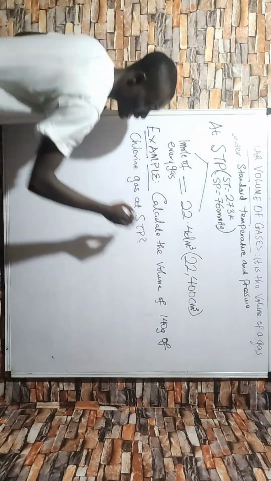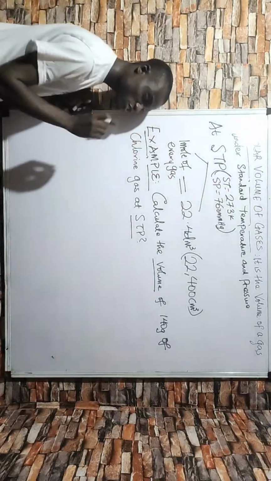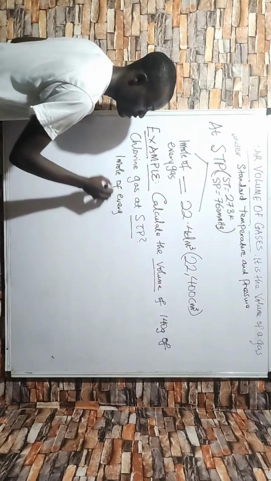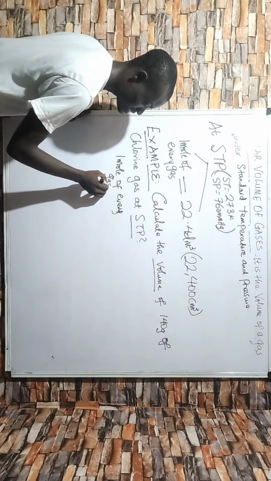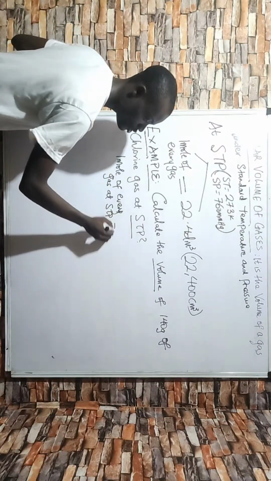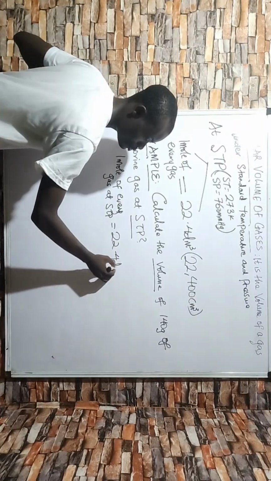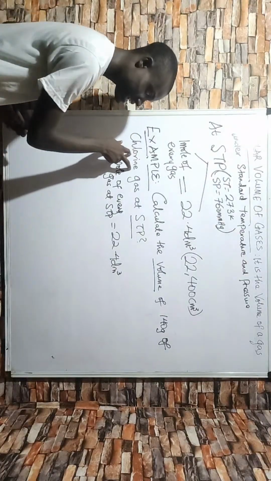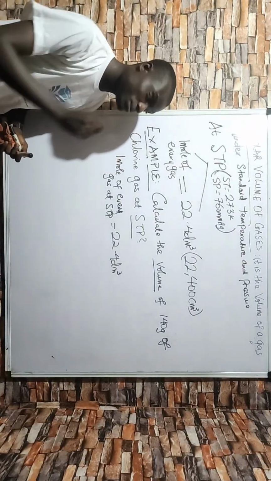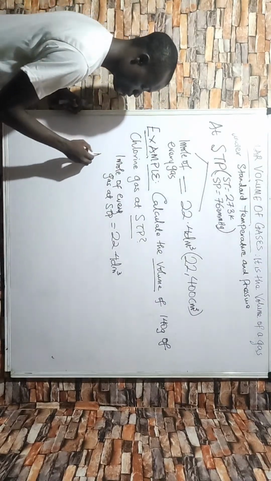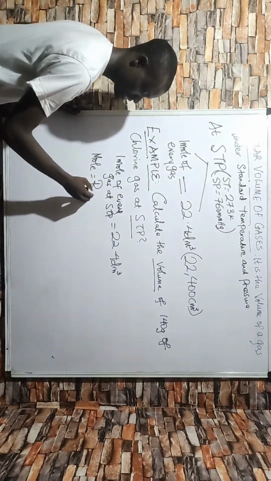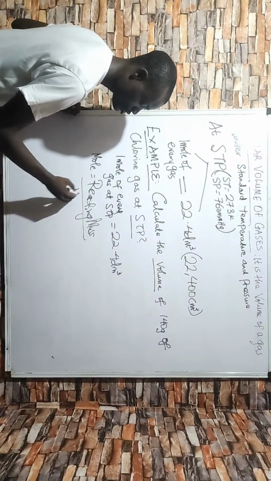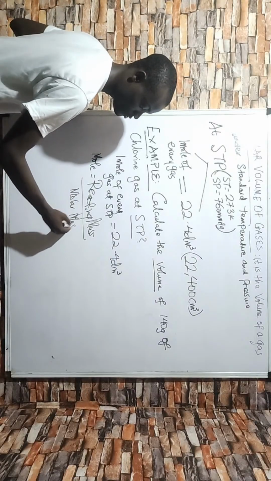Since we are told that we are looking for volume at STP, your mind should first go to the fact that 1 mole of every gas at STP will occupy a volume of what? 22.4 dm cube. This should be the first thing you think of. Now, we were given the mass of chlorine gas, but we don't know the mole. So we have to calculate the mole. Remember I told you that mole is equal to the reacting mass, or the given mass, over the molar mass. This is the formula I gave to you earlier.